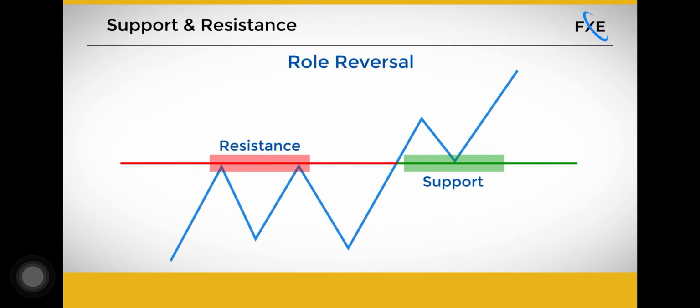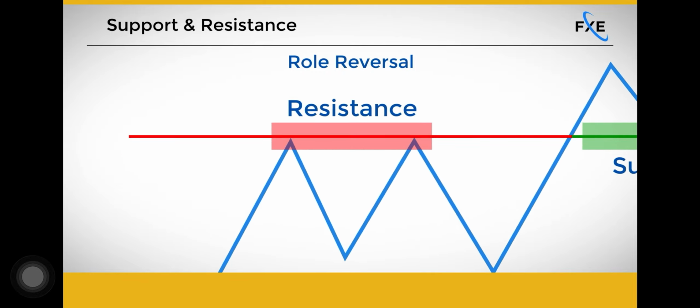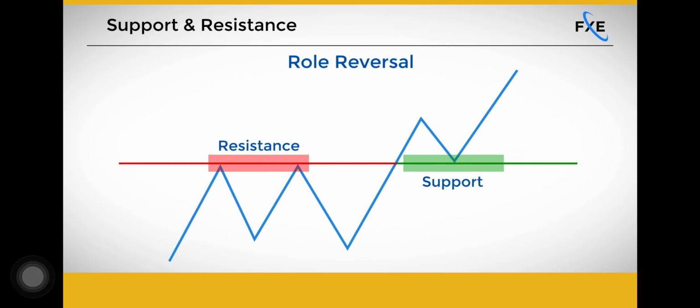The dynamics of role reversals are straightforward, and in the example on the screen, you can see that the price has trouble breaking through the resistance zone marked in red, and when it eventually did and went through to make a new high, it retraced all the way back to the same level marked in green. What was a resistance is now new support.